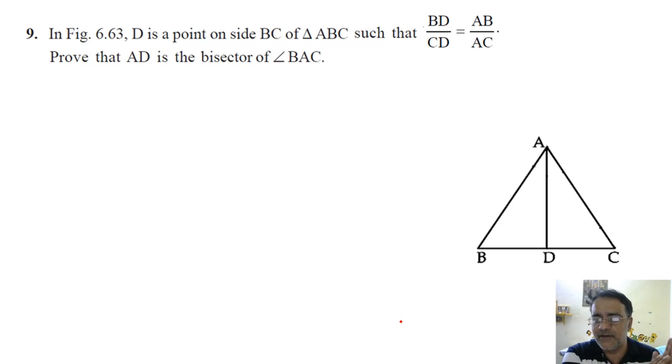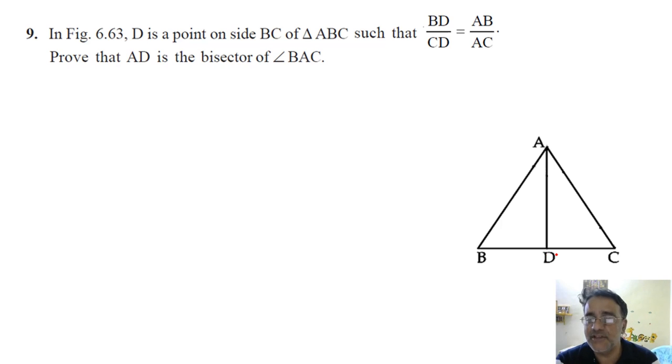was the most important question of the old syllabus. जो 2003, 4, 5 में जो syllabus था, उस समय का बहुत important question था. Internal bisector theorem के नाम से था ये. And this is the converse. Okay. Now BD upon DC is equals to AB upon AC. Then we have to show that AD is the bisector of angle BAC.